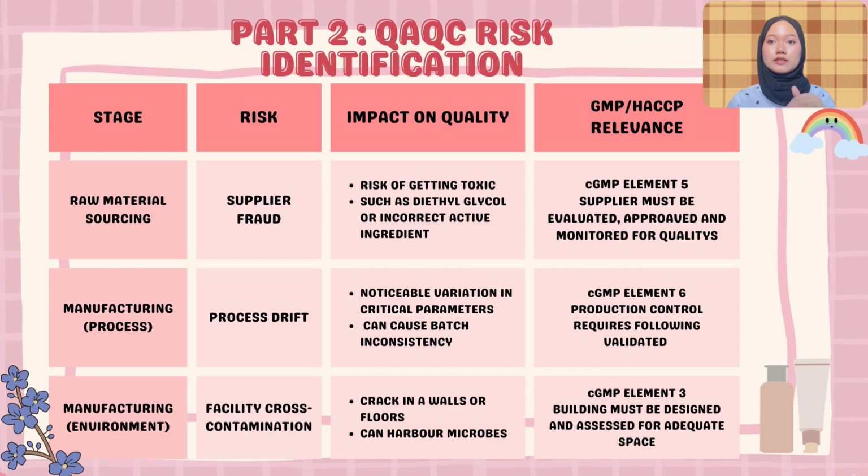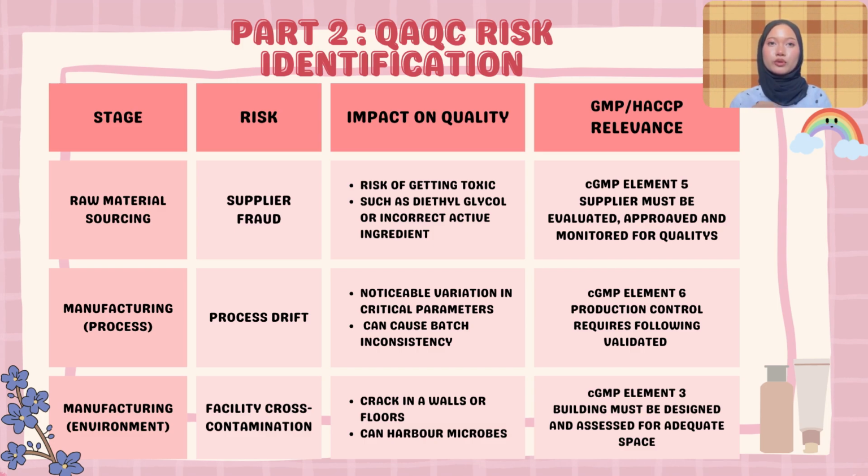For our first stage, which is raw material sourcing, we identify the risk as supplier fraud, which happens when the supplier provides low quality materials, fake ingredients, or contaminated substances. For example, there is a risk of receiving toxic substances such as diethylene glycol or incorrect active ingredients. This can seriously affect product safety and may cause harmful effects to consumers. So what is the GMP and HACCP relevance to this risk?